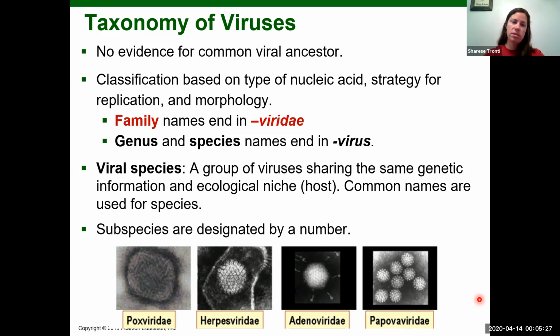And so we do see families of viruses, and a family of viruses, the name is going to end in viridae. So if you ever see something viridae, so we see down here are a bunch of examples of families of viruses. Pox viridae, herpes viridae, adenoviridae, and papoviridae. And then we also have genus and species, and those will end in virus.